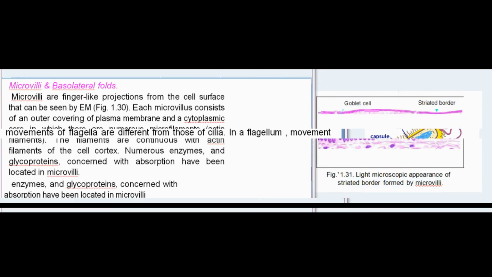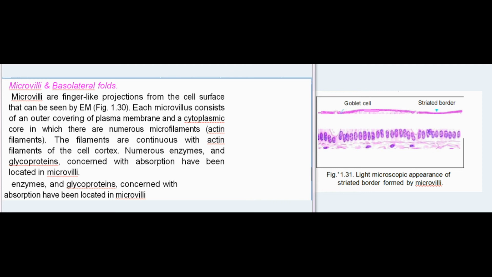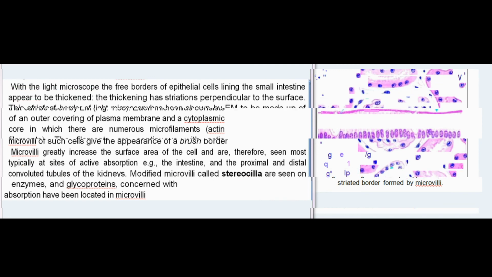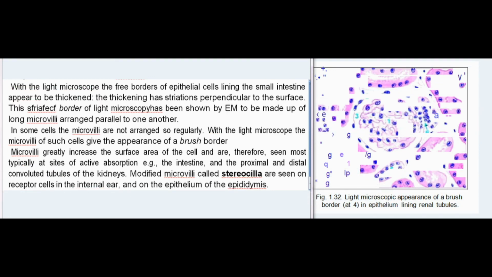Microvilli and basolateral folds. Microvilli are finger-like projections from the cell surface that can be seen by EM, Fig 1.30. Each microvillus consists of an outer covering of plasma membrane and a cytoplasmic core in which there are numerous microfilaments, actin filaments. The filaments are continuous with actin filaments of the cell cortex. Numerous enzymes, and glycoproteins, concerned with absorption have been located in microvilli.